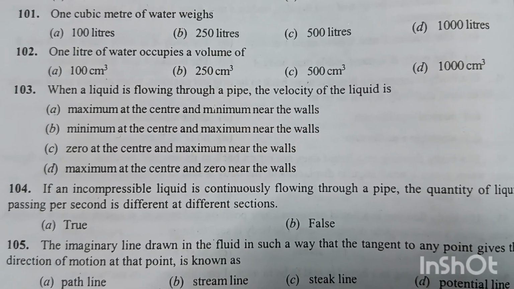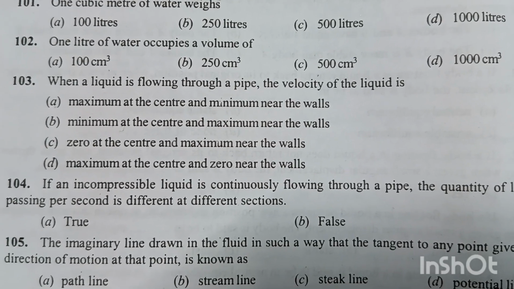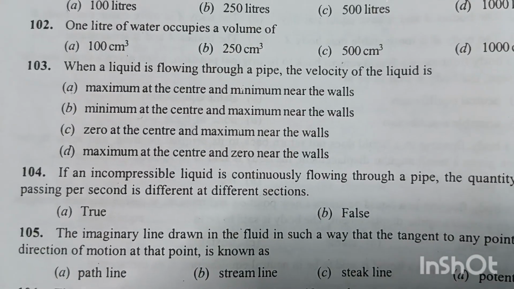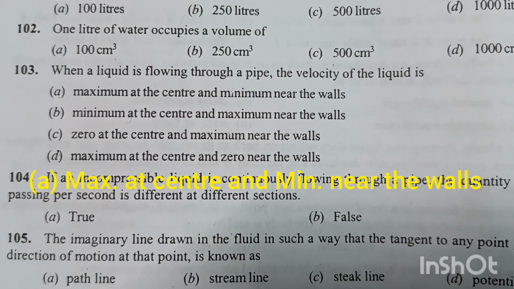Question number 103. When a liquid is flowing through a pipe, the velocity of the liquid is maximum at the center and minimum near the walls. Option A is the right answer.